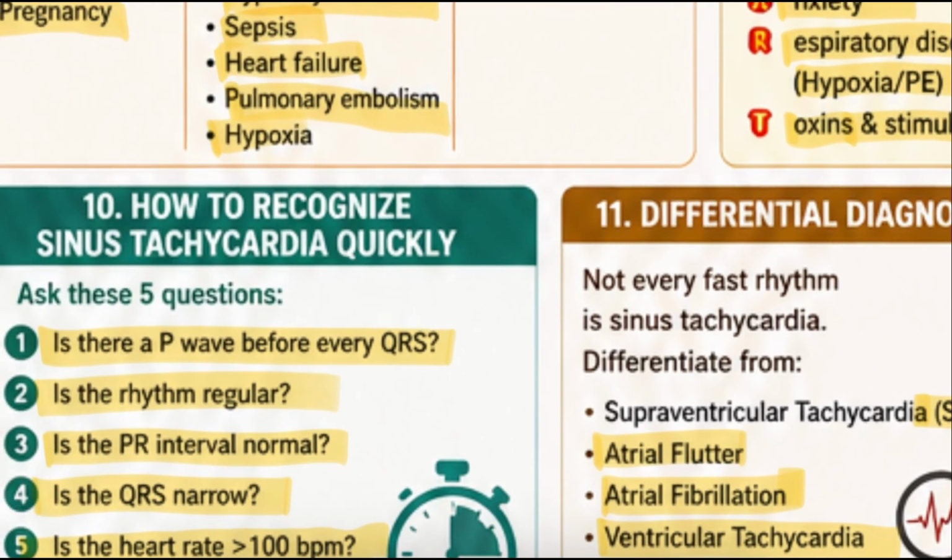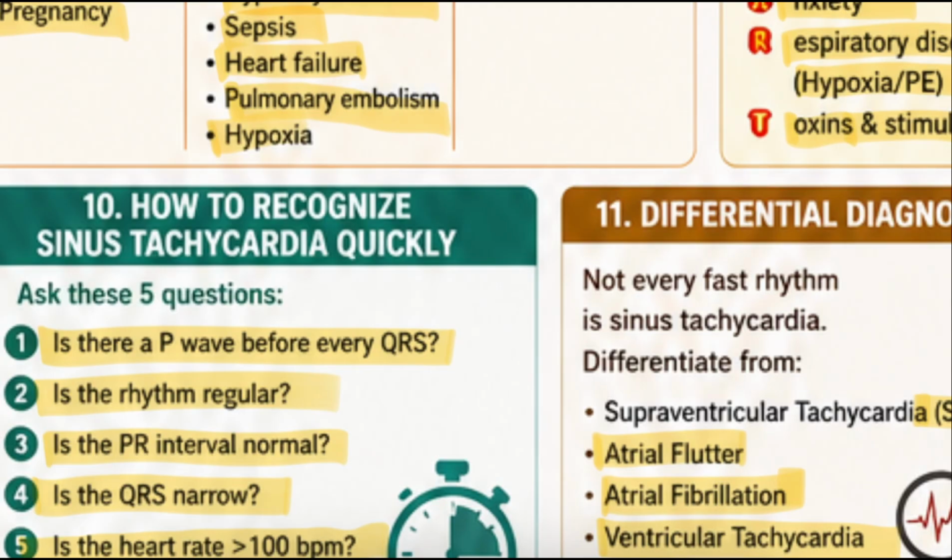Okay. So at last, what we discussed today. In conclusion, normal sinus rhythm means the heart rate must be 60 to 100 beats per minute, and the rhythm will be regular, with a P wave before every QRS. The PR interval will be 0.12 to 0.20 seconds, meaning 3 to 5 boxes. And the QRS complex must be narrow. In sinus tachycardia, everything will be the same, but the heart rate will be greater than 100 beats per minute.